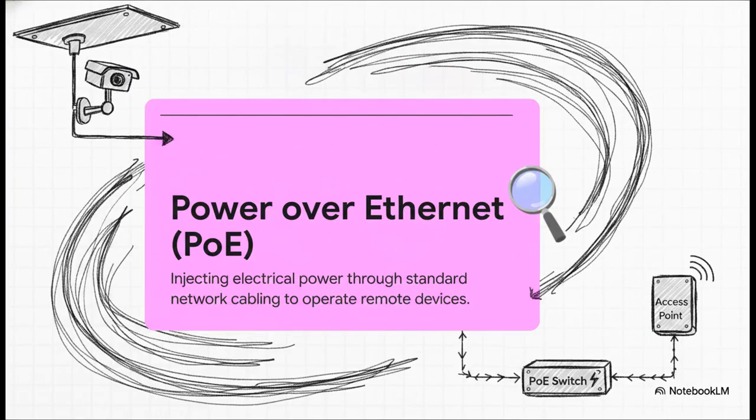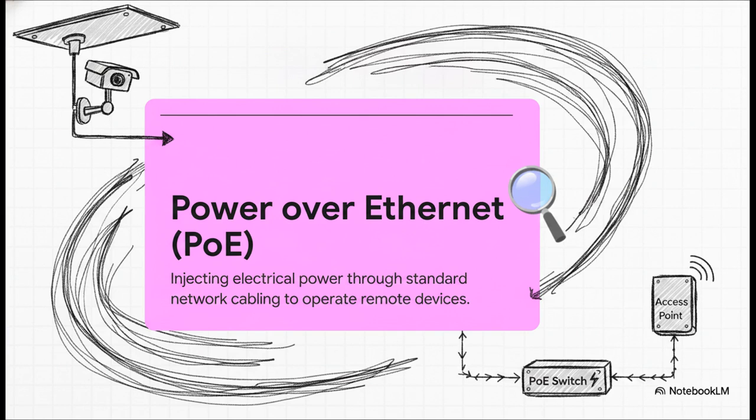Now, what's really interesting here is how we can actually use data cables to solve physical power problems. Imagine you need to install a security camera way up high in a drop ceiling, or maybe an access point down a long hallway. There are no electrical wall outlets up there. Well, Power over Ethernet, or PoE, solves this by injecting electrical power directly through the standard network cable using a PoE switch. So, one single cable provides both the network connection and the electricity.